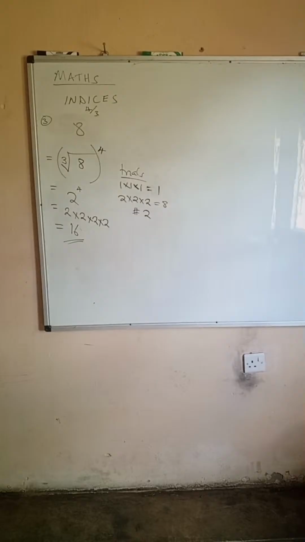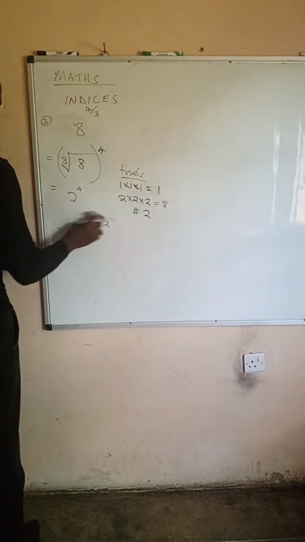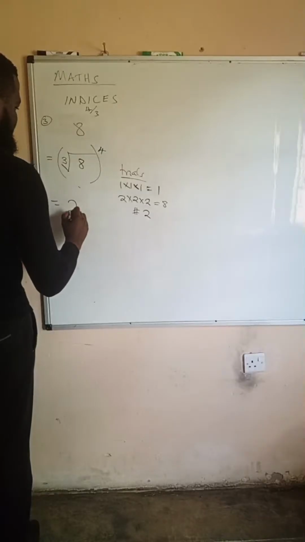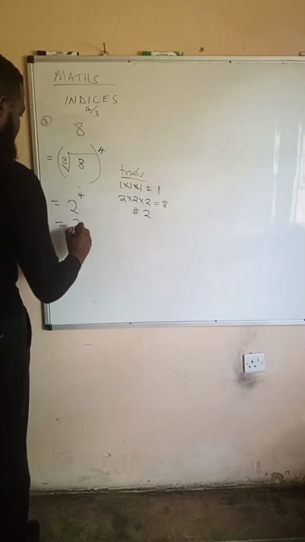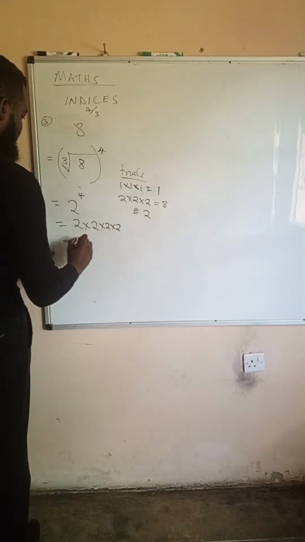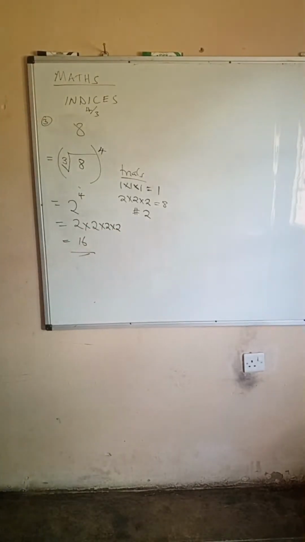I hope your mind has understood and you are opening up to a special understanding. That's how you do it. So like I said, this is 2 to the power 4, 2 times 2 times 2 times 2. I'm writing it in a more systematic manner, in a straight manner. So this is the way you solve it.